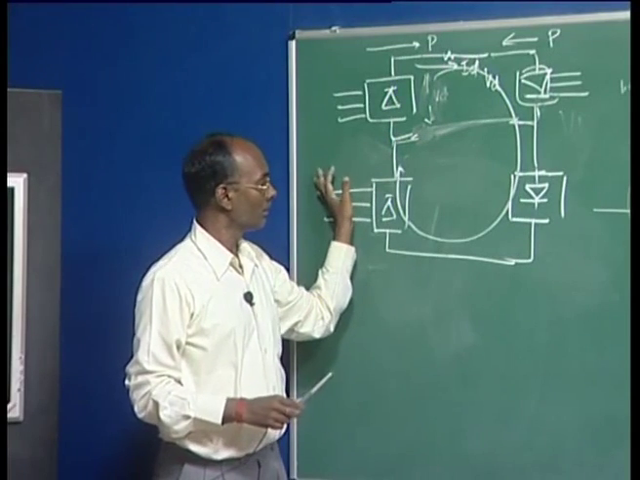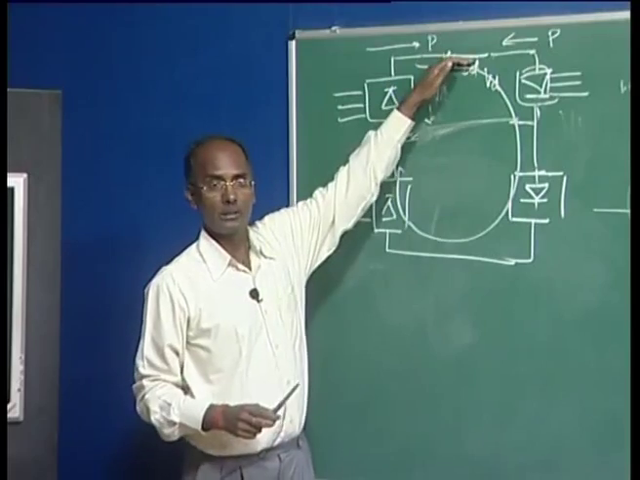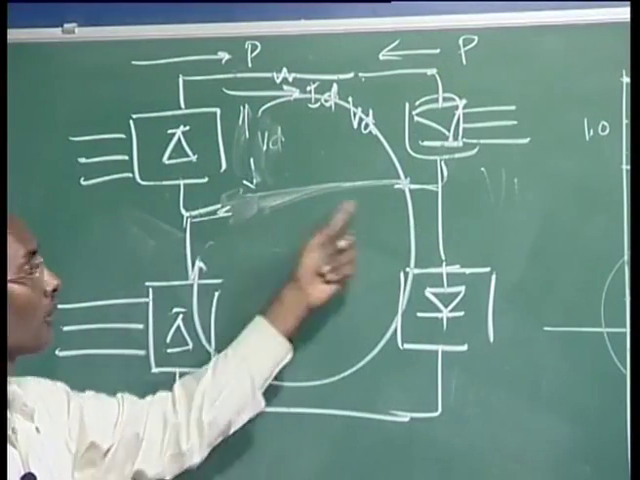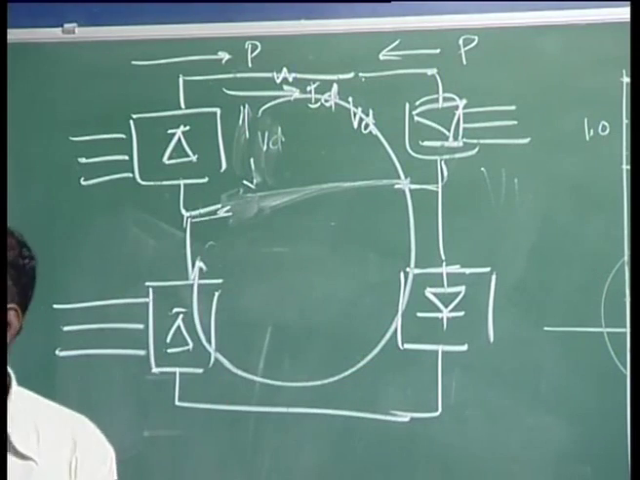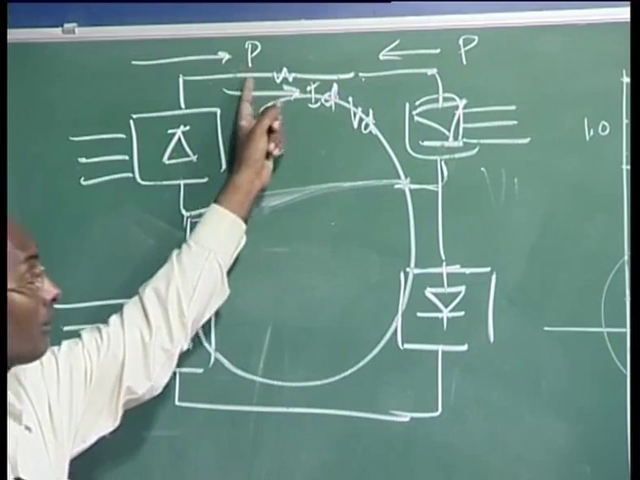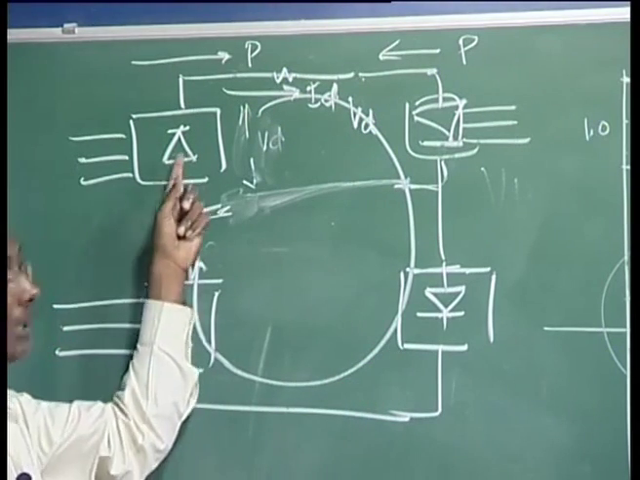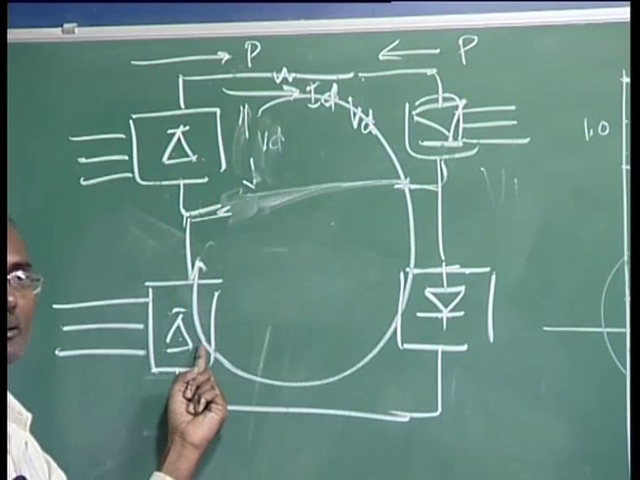If it is homopolar, in homopolar you have the same polarity and the current will be flowing through the ground. In the monopolar you don't have this, so only one hierarchy is required. But if you have bipolar, the same current will be flowing here as well as here. So we have to set the current reference for this and for this the same.